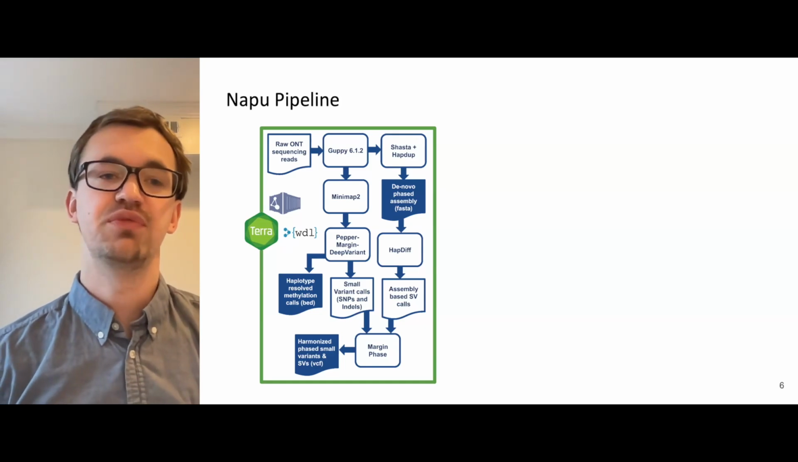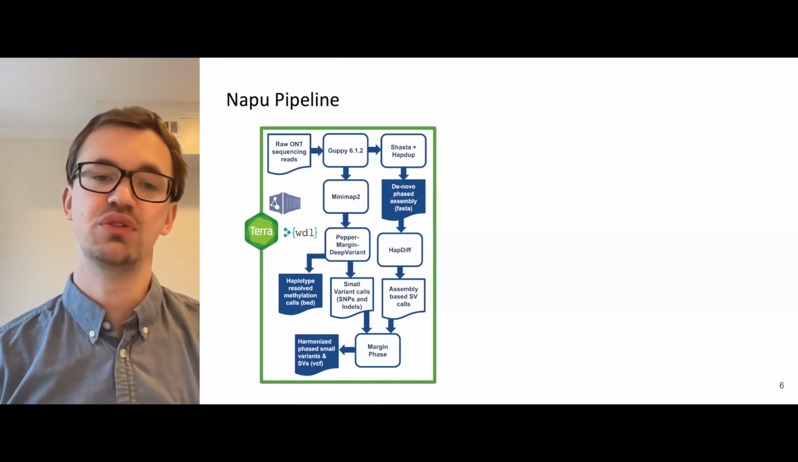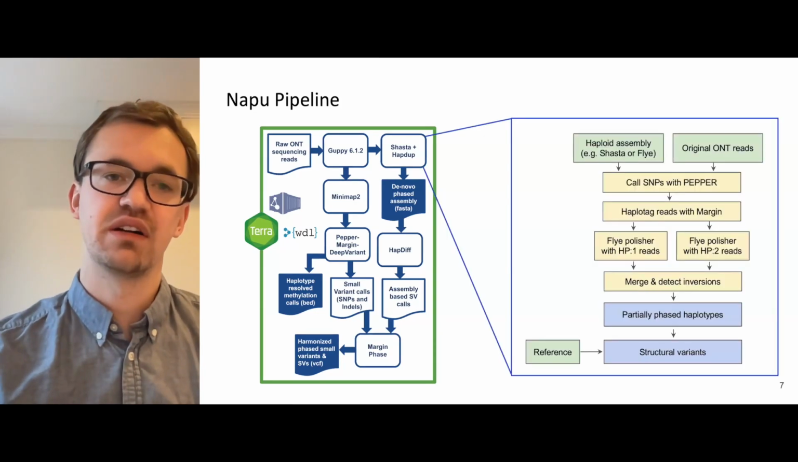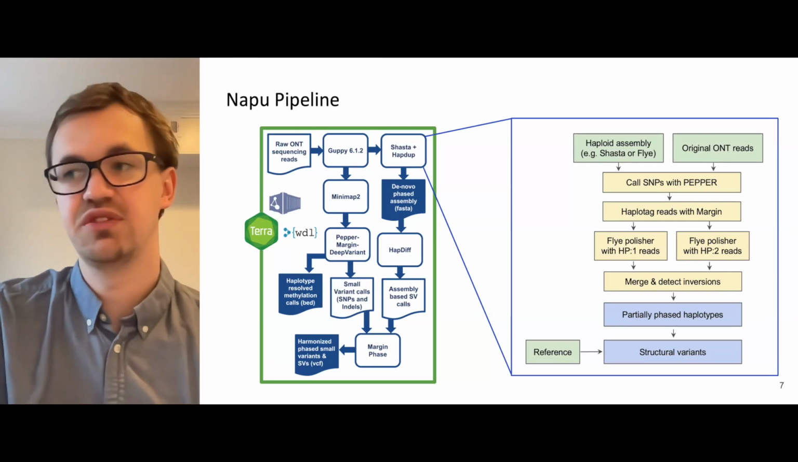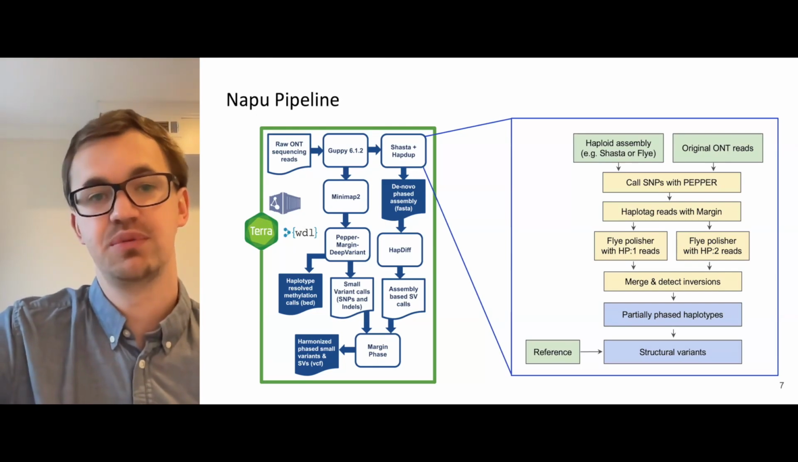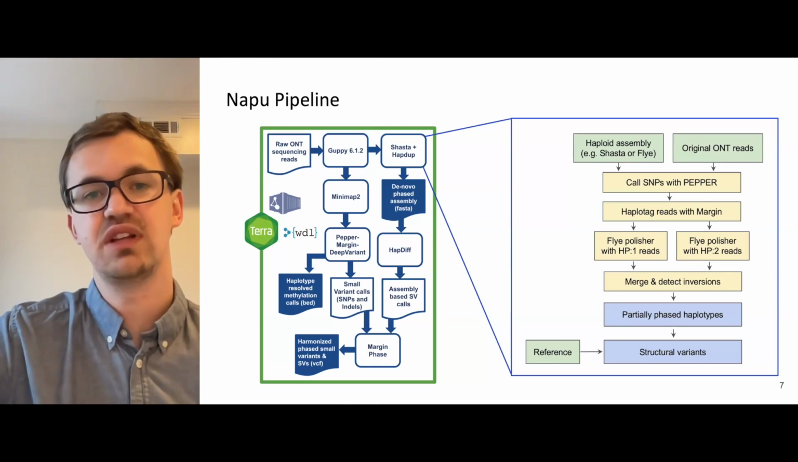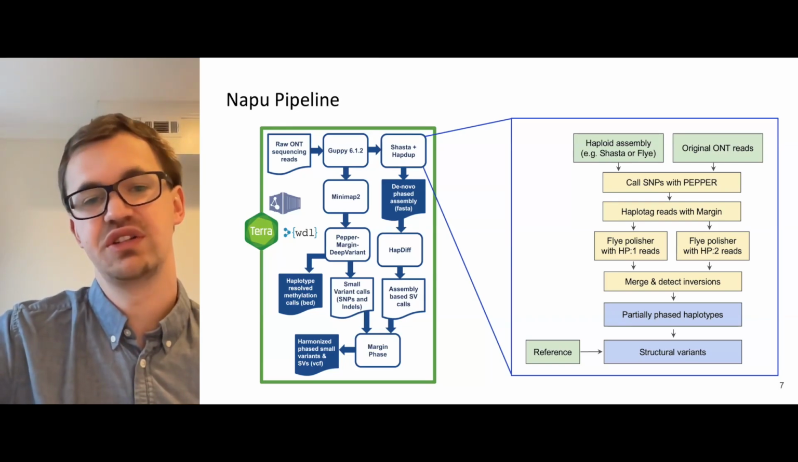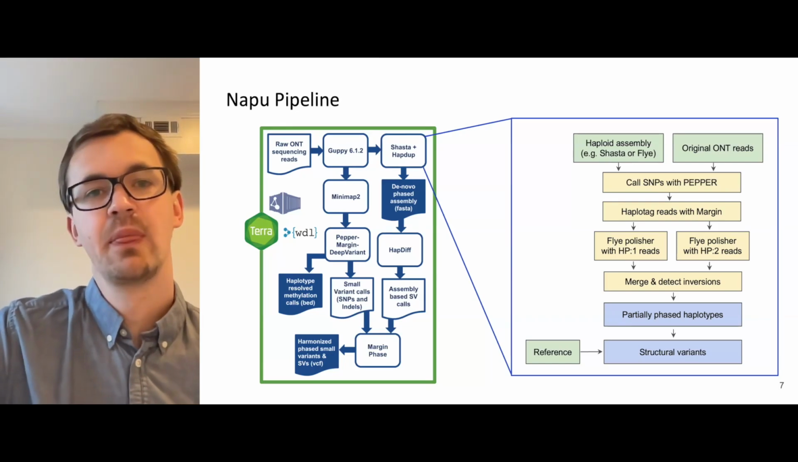And for the assembly-based part, we're using a combination of Shasta and Hapdup, a new tool that we have developed. And here are some details of how it works. In fact, we can start with any haploid assembly, so we can use either Shasta or Flye. We use Shasta in the CARD initiative because it runs faster.